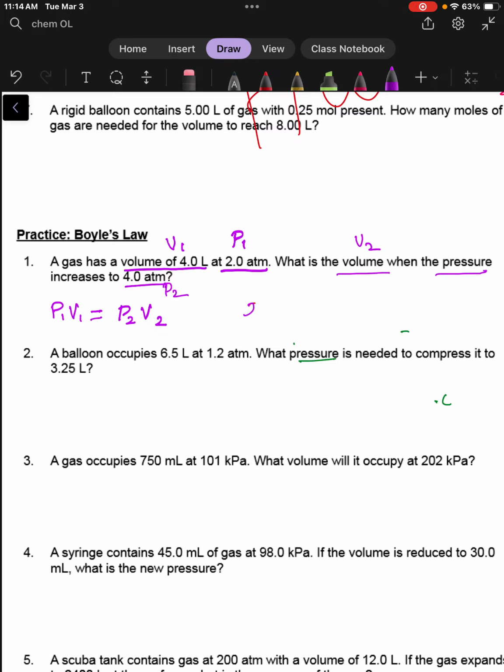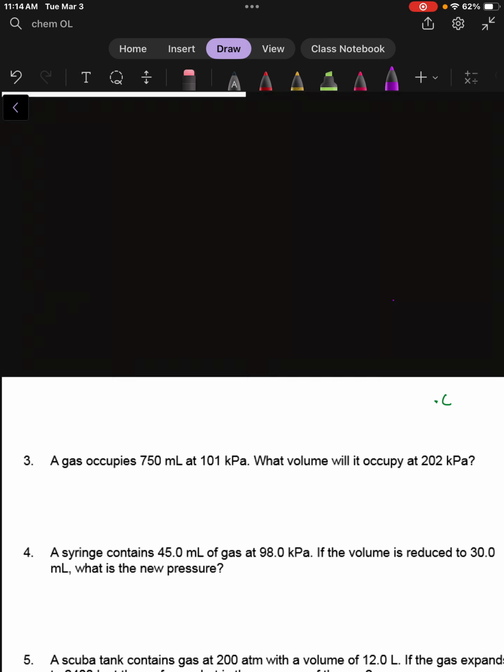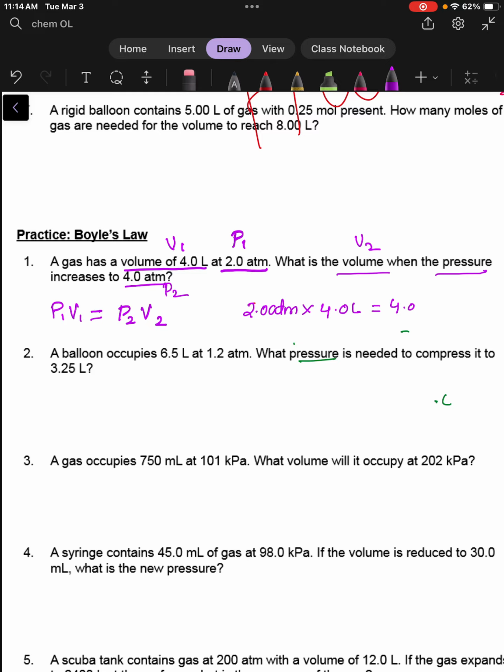So we have to substitute. The P1 is 2.0 atm times 4.0 liter, which will be equal to P2, which is 4.0 atm, times we don't know V2, just put X or V2.